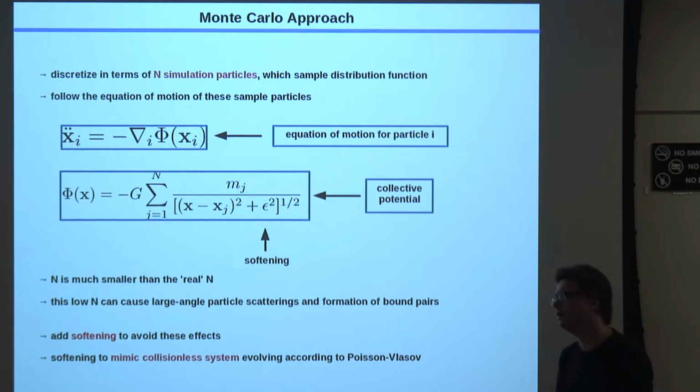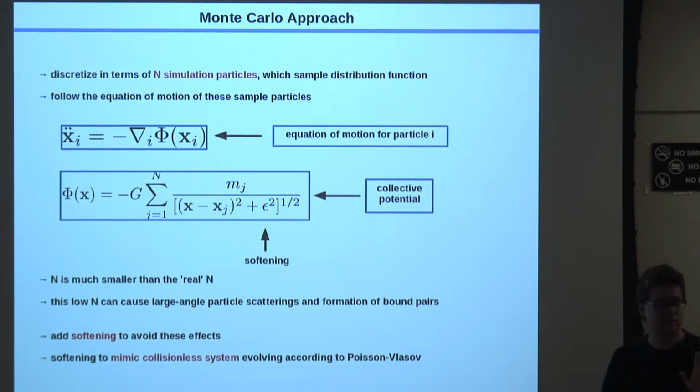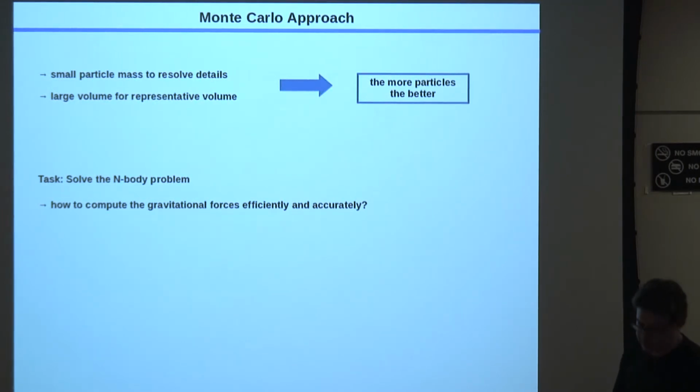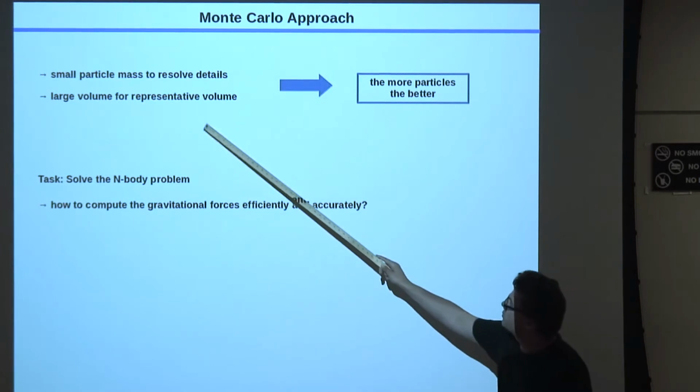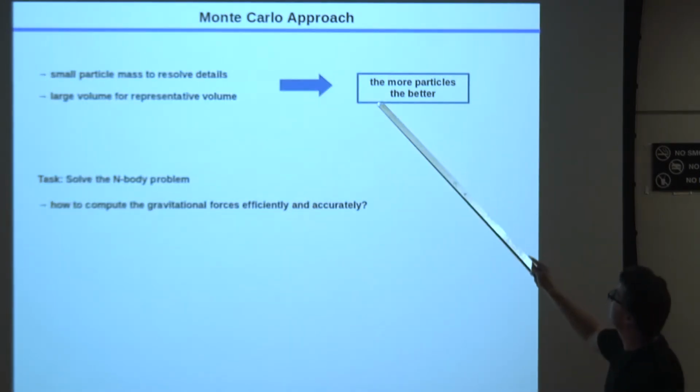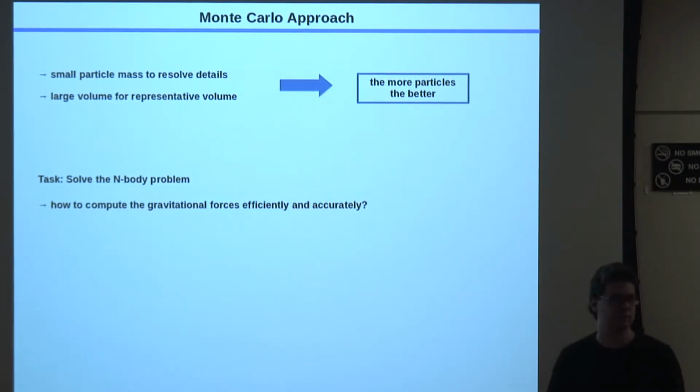Sorry? Exactly, that's exactly the problem. We come to that in a second. It's an n-square problem, and that's still a limitation because every particle has to interact with every other particle. So it's literally an n-square problem, which is a very bad complexity if you want to go for very large n. Anyways, that is what we want to do, and ideally we also want small particle masses to get better resolution, and we want large volumes. At the end of the day, it always asks for more particles to do better simulations.